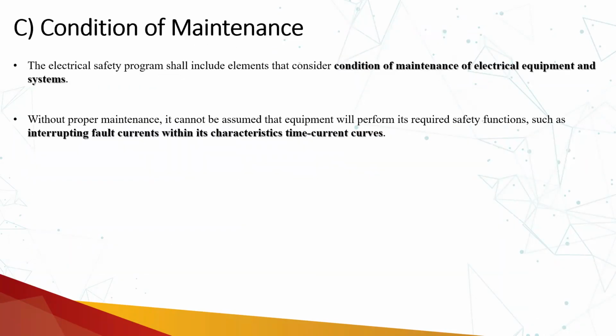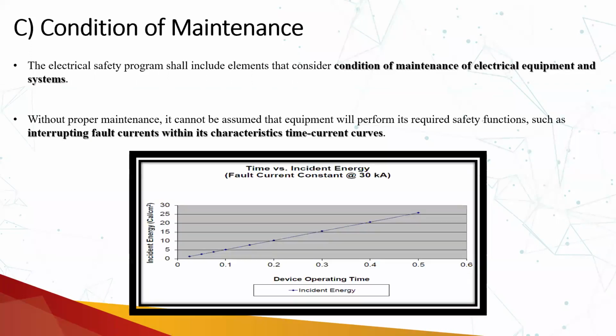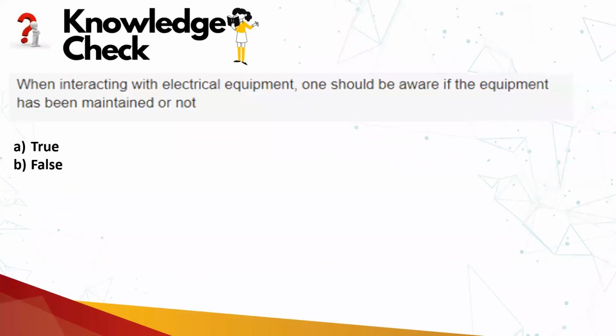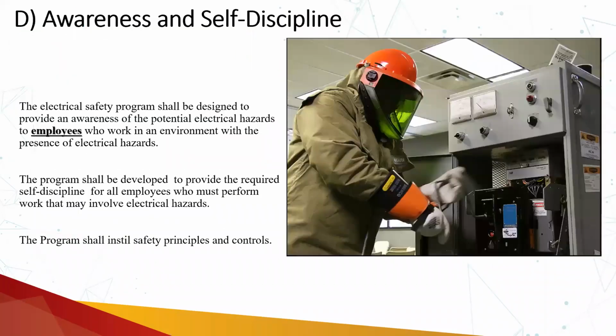Then we discussed the condition of maintenance, and why it is important to maintain electrical assets, because it is going to have an impact on the device clearance time, and if there is a change in the device clearance time, then it can affect the available incident energy. Right, then we discussed awareness and self-discipline, which is related to the employees themselves who are performing those particular tasks.